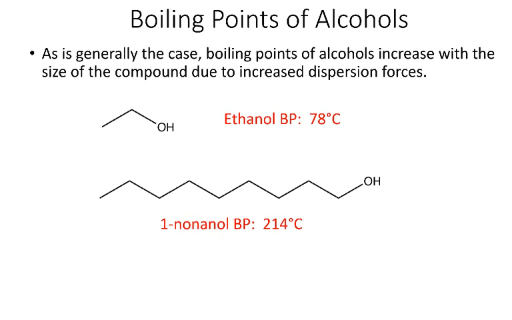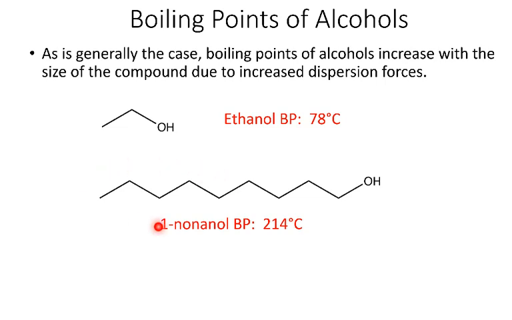Also, when we're talking about boiling points, as is generally the case, as the size of the alcohol molecules increases, the boiling point also increases because of increased dispersion forces. And we can see that in this example. I have ethanol and one nonenol, which both have an OH group, and so it can undergo hydrogen bonding. But one nonenol is much bigger.